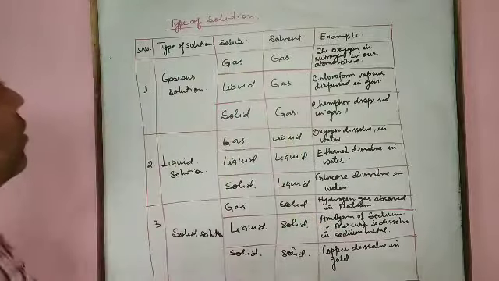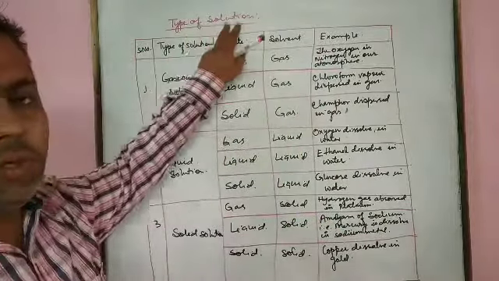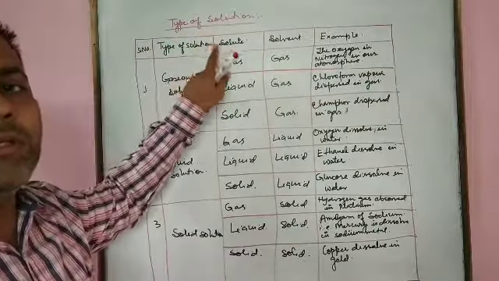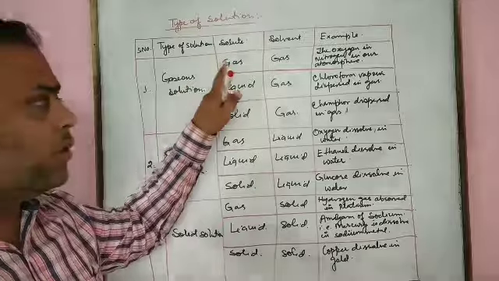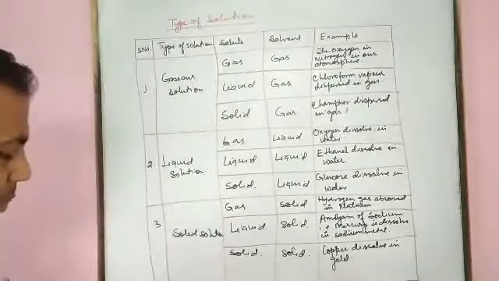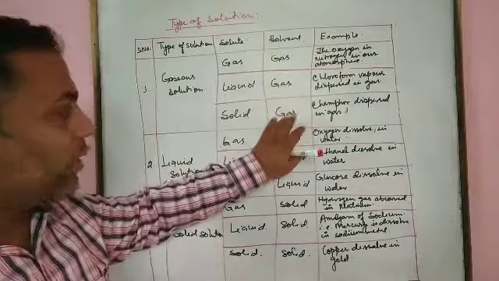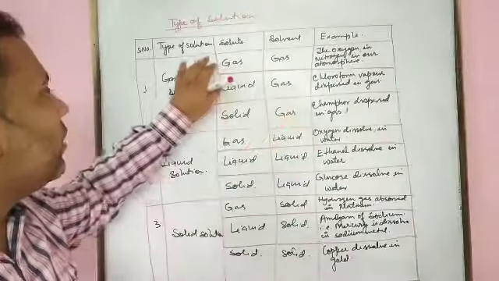This is the type of solution which is categorized on the basis of the state of the solute and the solvent. We have the gaseous solution in which the solvent is gas. We have three types of gaseous solution.